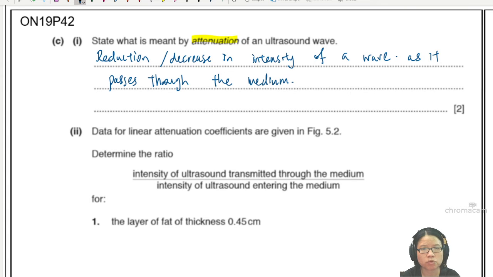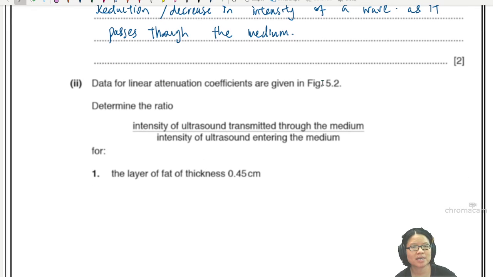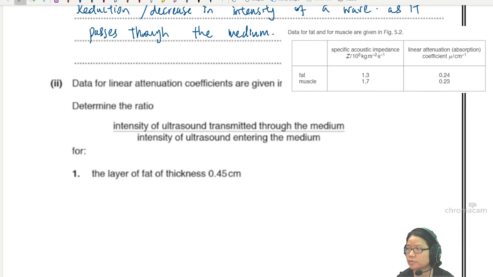Okay, so hopefully you've watched the video and you understand that when things travel, they will lose energy. Next, the data for the linear attenuation coefficient is given in figure 5.2. So let me magic out figure 5.2 for you. Ta-da! Sorcery and magic. Okay, cut and paste.